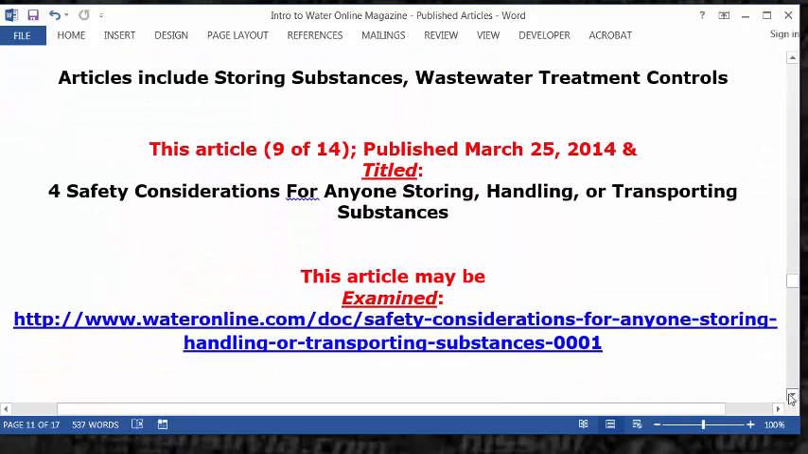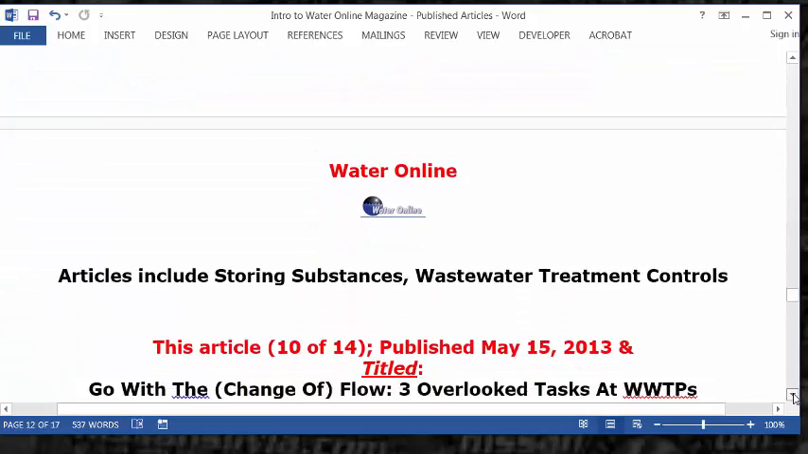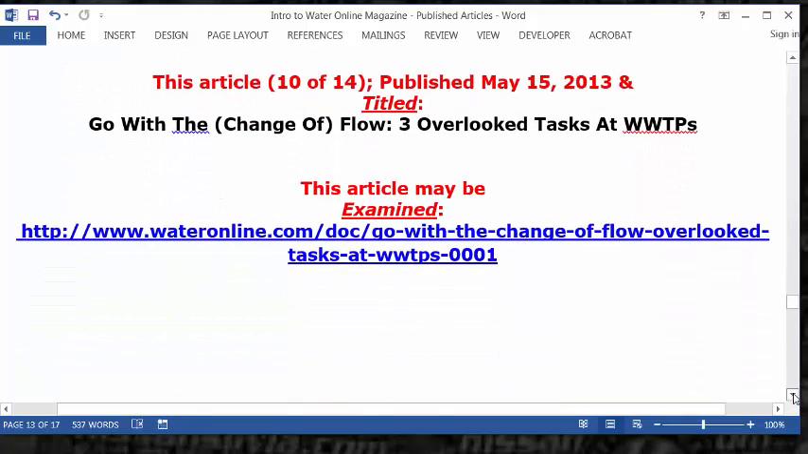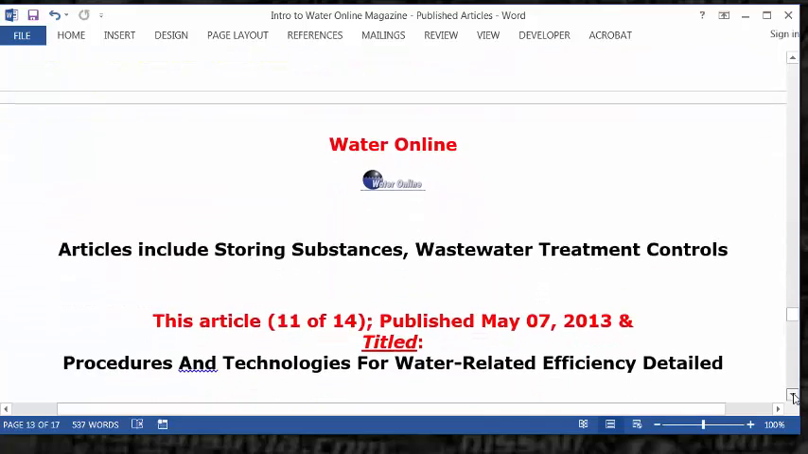Now these remaining 6 articles are other articles that I published. They're not in the Math Solutions, but they're in other wastewater topics. So this is Article 9 of 14, which was published March 25, 2014, titled 4 Safety Considerations for Anyone Storing, Handling, or Transporting Substances, and this is the link on their site. Article 10 of 14, published May 15, 2013, titled Go with the Change of Flow, 3 Overlooked Tasks at Wastewater Treatment Plants, and this is the article here. It's a link to the article.